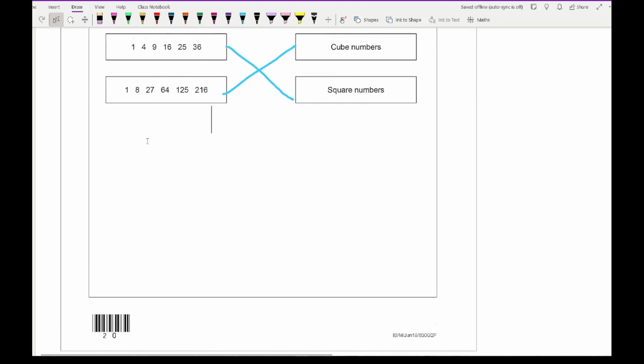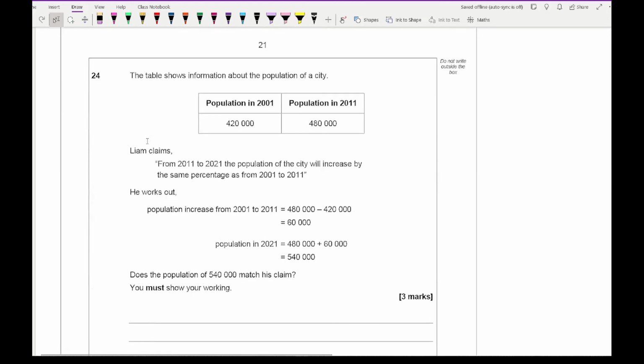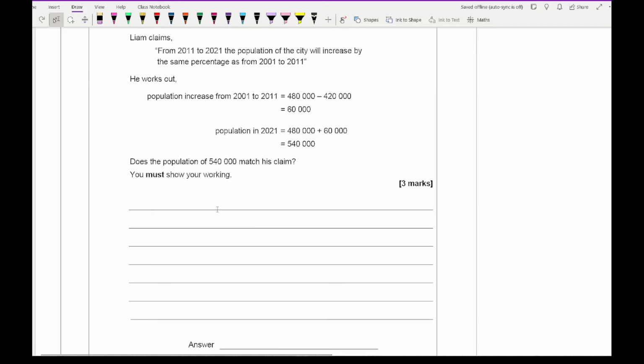Now, for question 24, it says the table shows information about the population of a city. Leon claims that from 2011 to 2021, the population of the city will increase by the same percentage as from 2001 to 2011. He says he works out the population increase from 2001 to 2011, then he works out the difference and then does the calculation. It says, does the population of 540,000 match his claim?